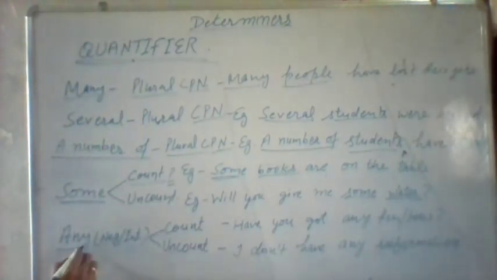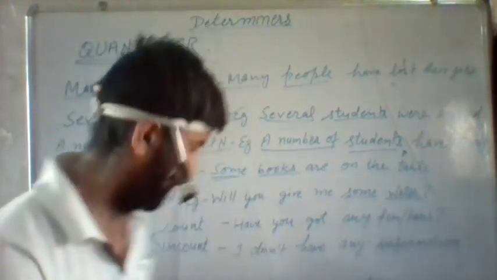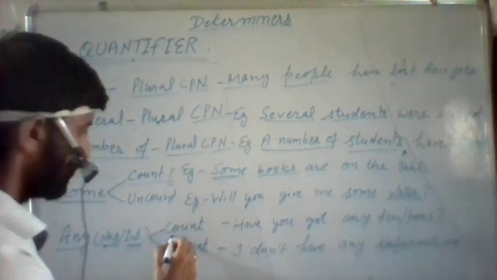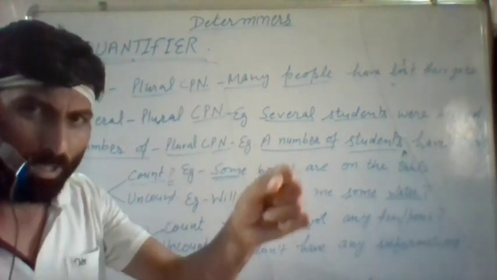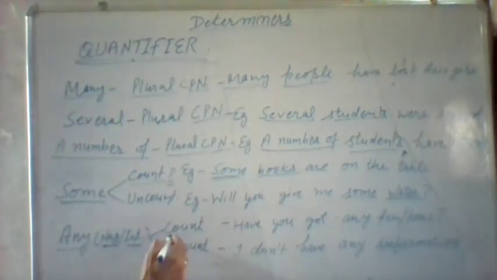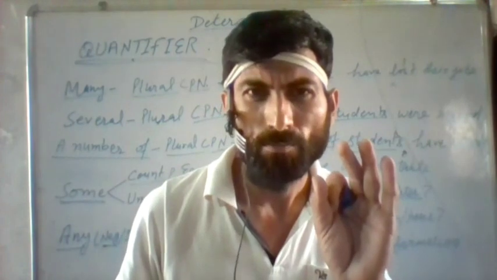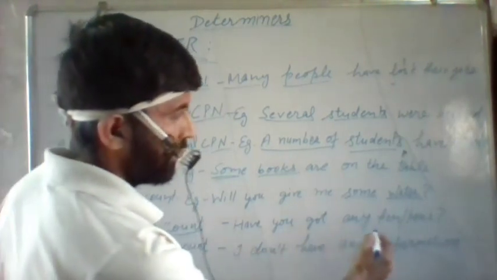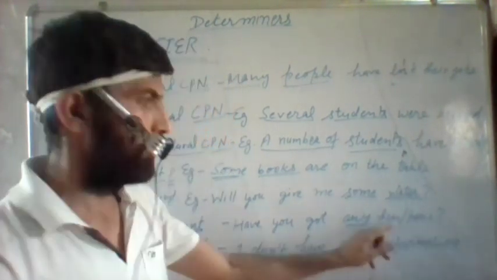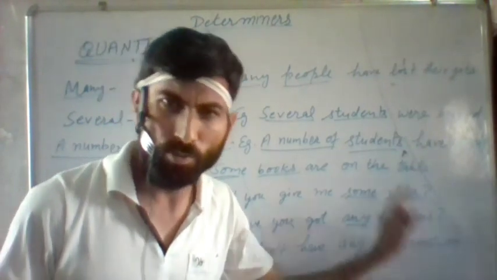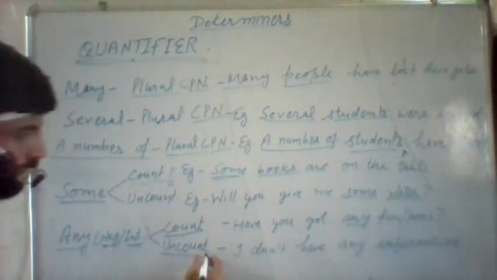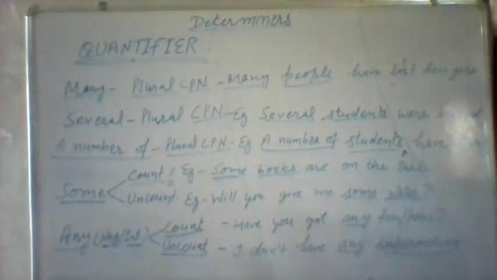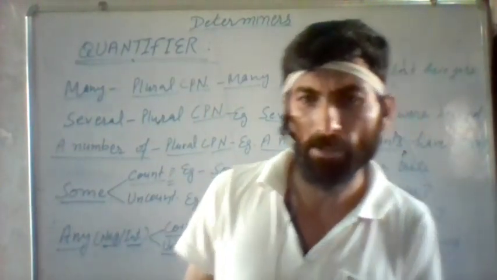Next, any. Any is used in negative and interrogative sentences, 100%. It can be used with countable and uncountable nouns. Let's see, student. Hello, are you listening to me? Good. With a countable noun: have you got any pen or pens? It can be used with a singular or a plural noun. Next, with uncountable: I don't have any information. Information is uncountable.